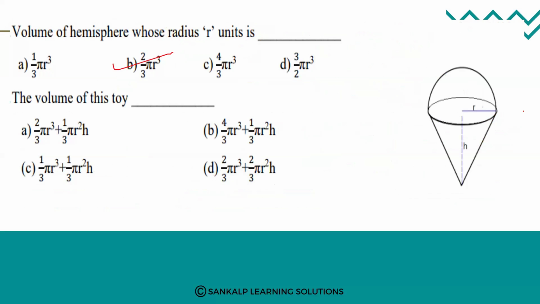Volume of this toy. Here this toy is the combination of cone and hemisphere. That is, volume of the hemisphere 2 by 3 pi r cube and volume of the cone 1 by 3 pi r square h. So which option is right here? Option A is right.